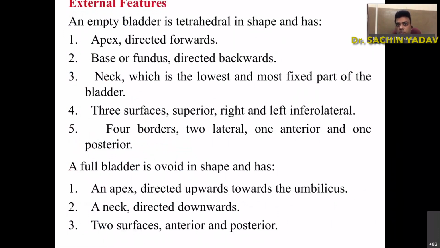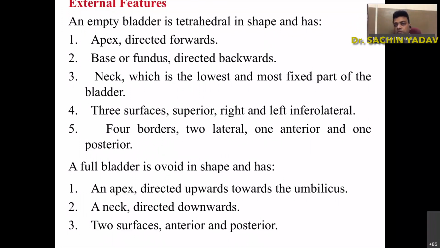So what are the external features when we take the empty bladder in our hand? It is tetrahedral in shape, or pyramidal you can say. It has the apex directed upward and forward, and the base or fundus directed backward, meaning the posterior surface of the urinary bladder is directed backward. It has the neck, the lowest and most fixed part of the bladder, directed downward, and the rest three surfaces are the superior and the right and left infralateral surfaces.